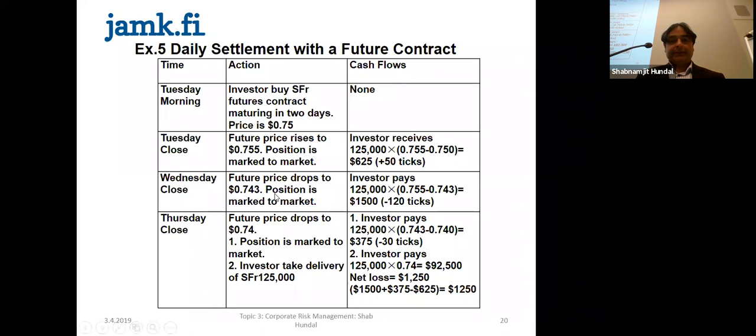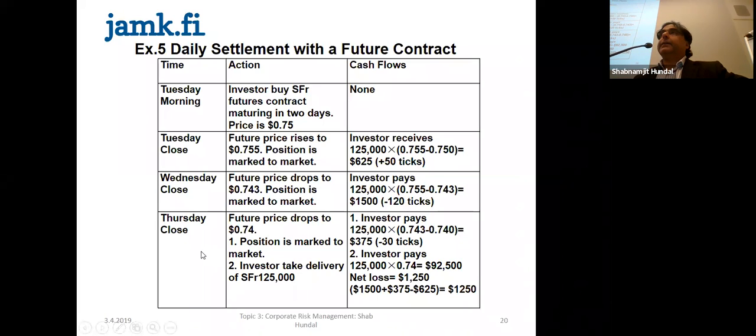Unfortunately, the next day the price drops to 0.7430. Do you gain or lose? Lose. How much do you lose? 120 ticks. Or if you find the difference between the two prices and multiply by 125,000, you have lost 1,500.